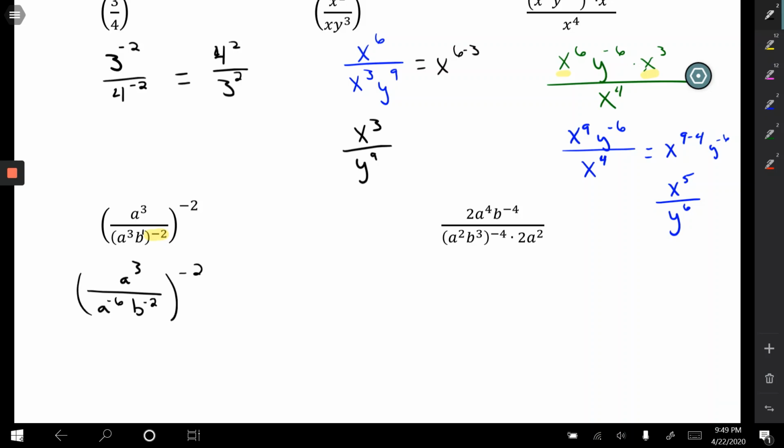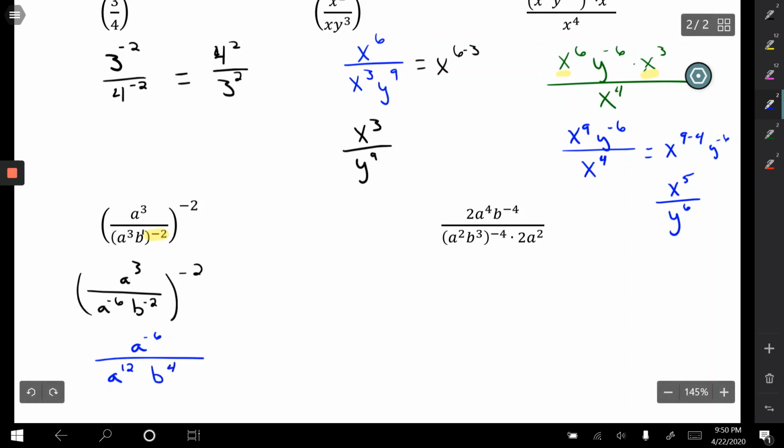Then I'm going to distribute the negative 2 on the outside to the inside. So now I have a to the negative 6. Negative 6 times negative 2 is positive 12. And negative 2 times negative 2 is positive 4. Because I have this negative 6 exponent on the a on the top, that means that it actually needs to go down to the bottom.